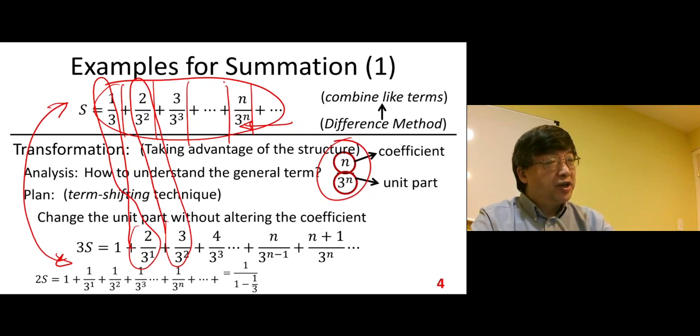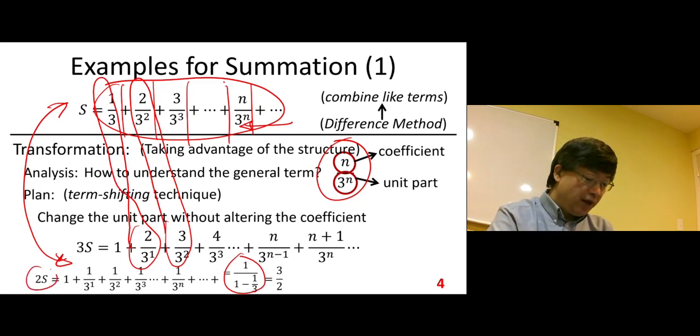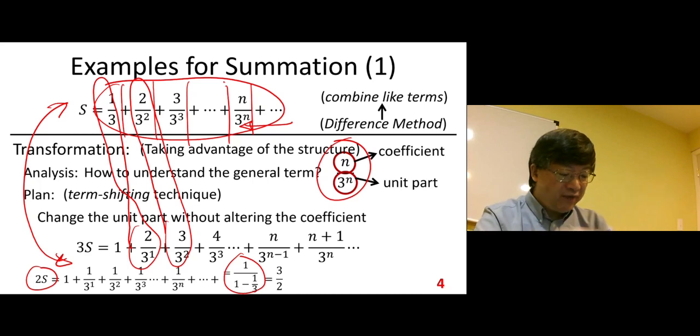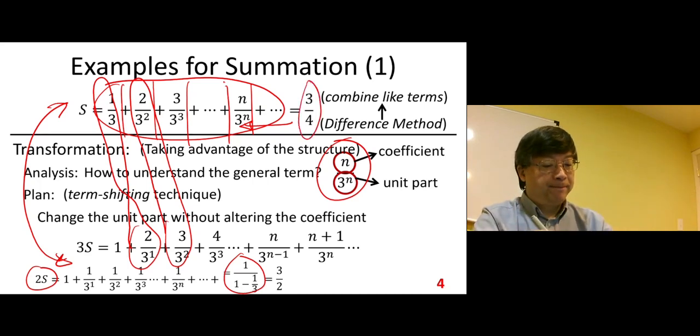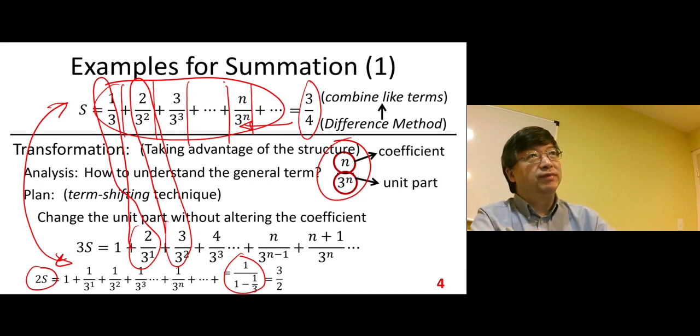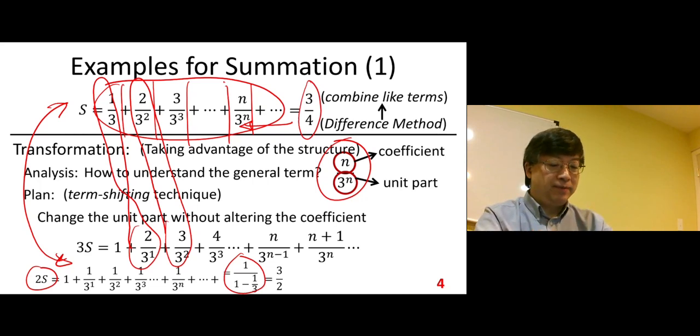Then this is a geometric series, so we apply the formula I gave you in the previous slide. We get this number and simplify to 3 over 2. But that's 2s. We want to find s. So s is divided by 2, giving 3 over 4. That's the answer for the first example.